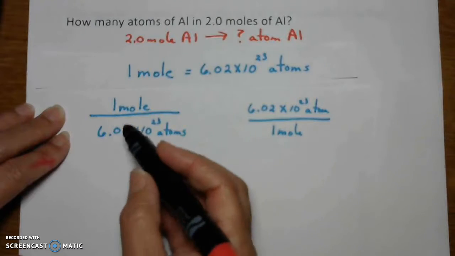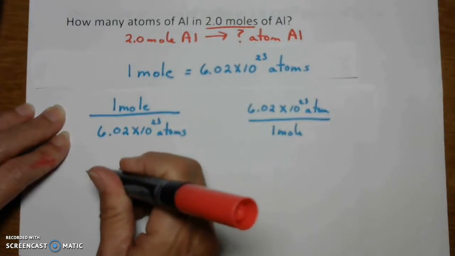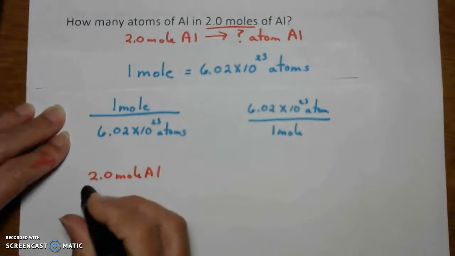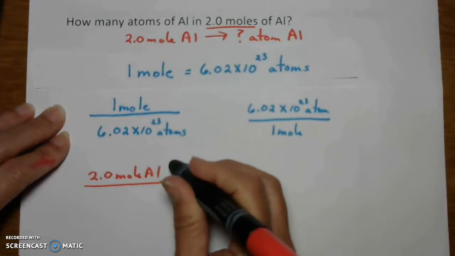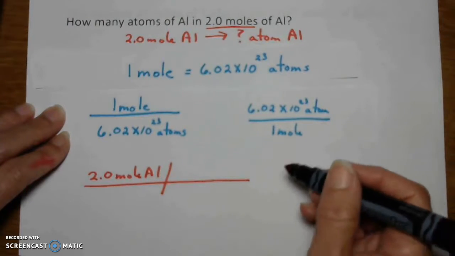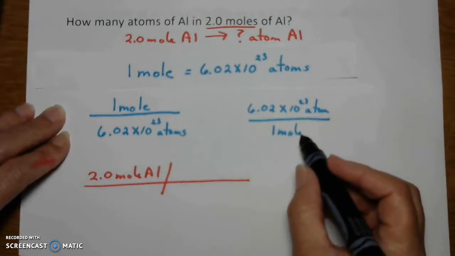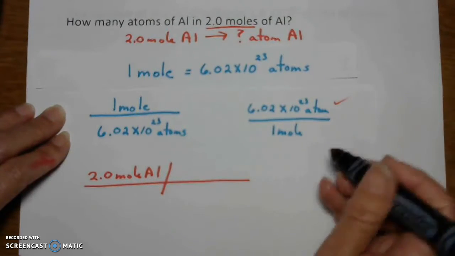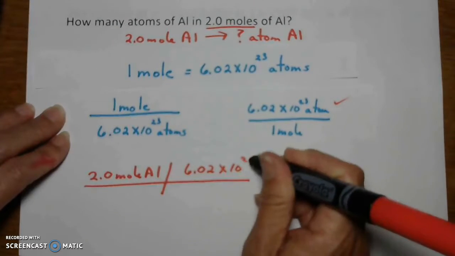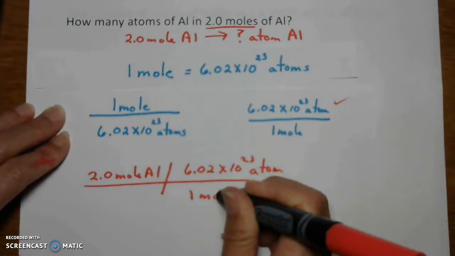To do this conversion, we're going to start with the number in the problem, which is the 2.0 moles of aluminum. We're going to put that on a line, and then we're going to try and pick the conversion statement that will allow us to get rid of moles and end up with atoms. So we want moles on the bottom, so we're going to want this one right here. 6.02 times 10 to the 23rd atoms goes on the top. 1 mole goes on the bottom.